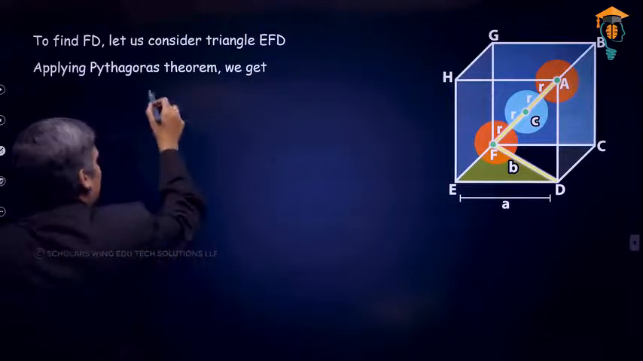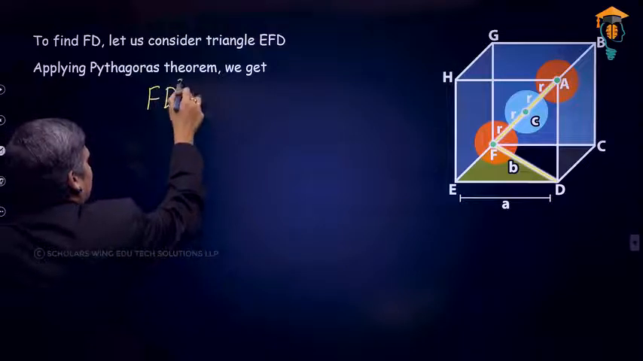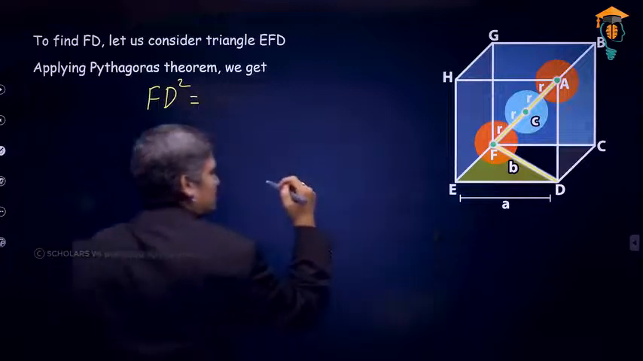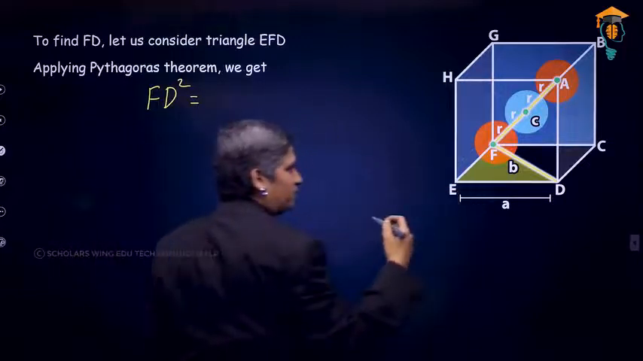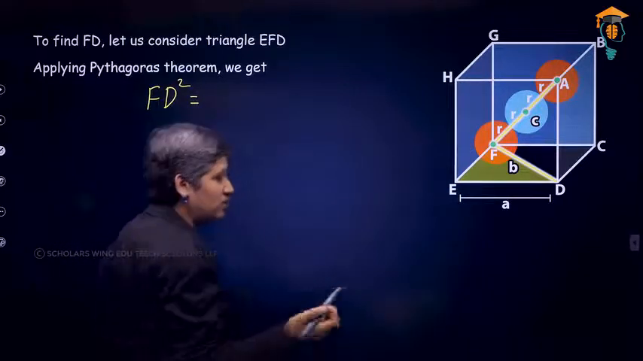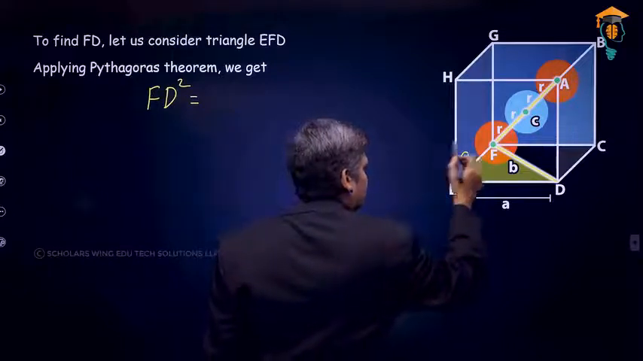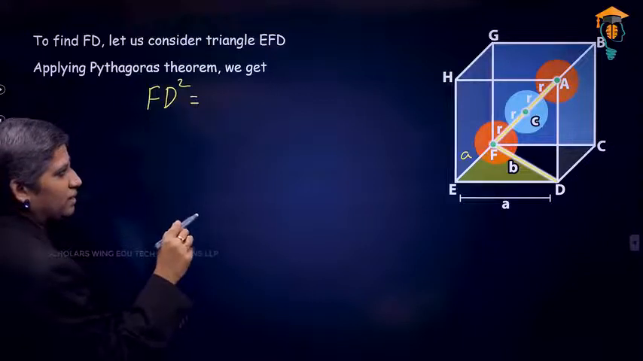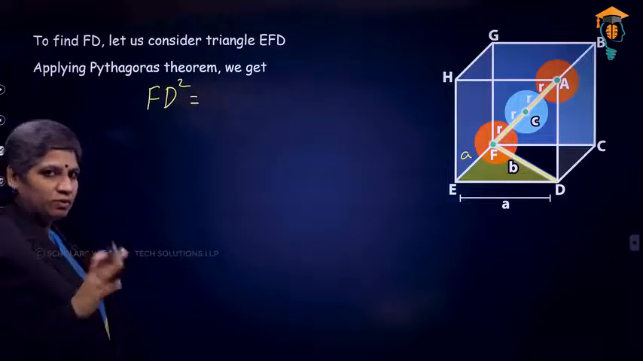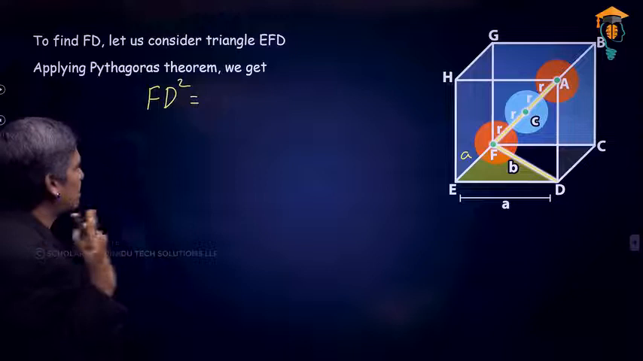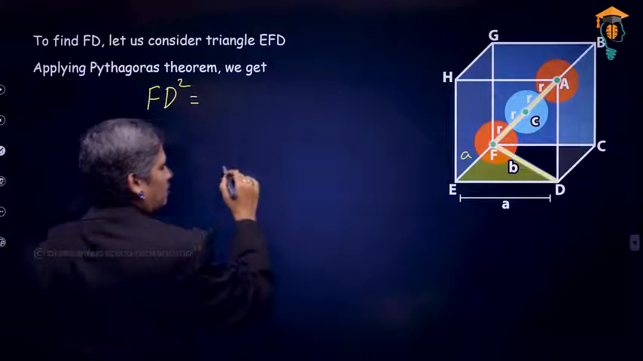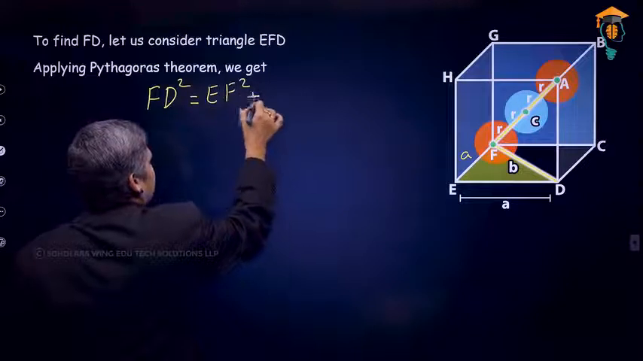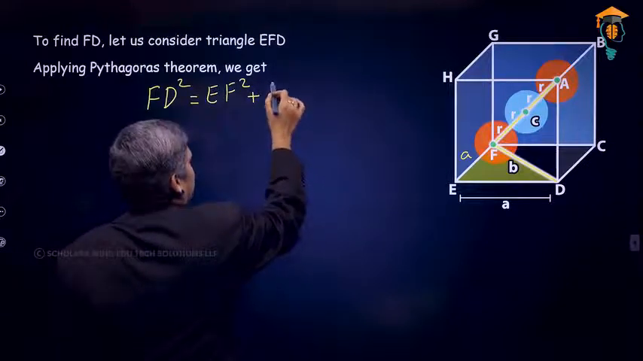Here, FD square will be equal to EF square plus ED square, isn't it? But what is EF? EF is yet another edge length. Therefore, there is also A. Please remember that. Very good. Don't think EF is lesser than ED. It's just a diagram, but actually it's a perfect cube. Therefore, all edge lengths are same. Okay, my dear. Therefore, let's now quickly write EF square plus ED square, right?